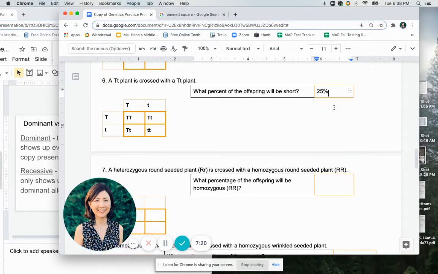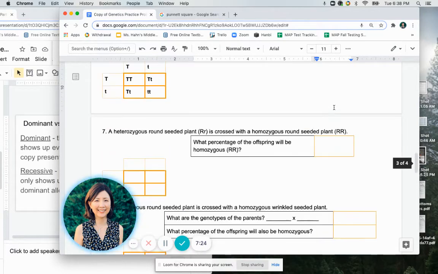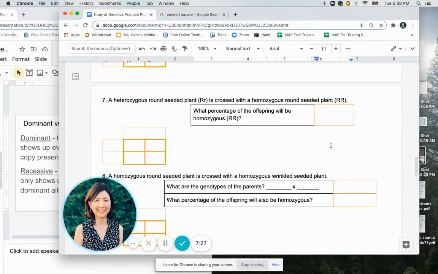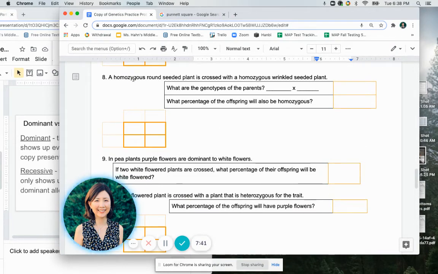Okay, now let's jump down to here. Here they're just mixing up, they're telling you heterozygous round, which they give you the genotype already, so you don't even have to figure that out, and homozygous round. So again, you've got the parents. Now it just tells you homozygous round and homozygous wrinkled, so then you have to say what the genotypes are. So homozygous round, they're both the same alleles, and they have to be round.